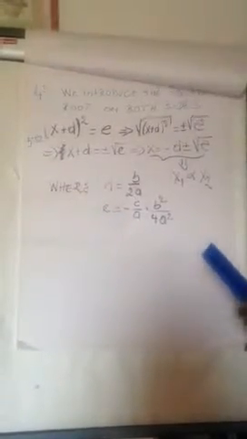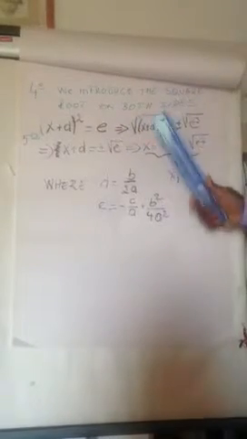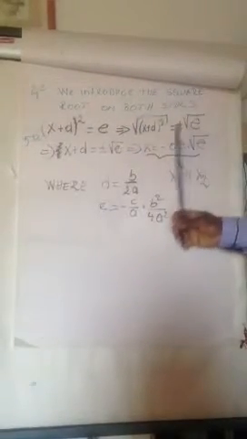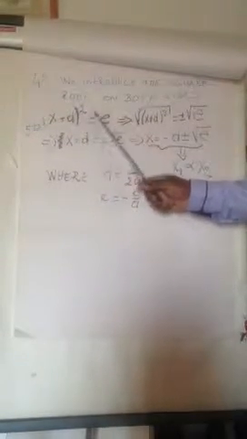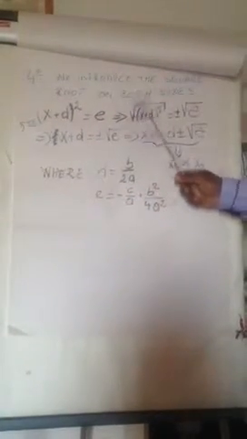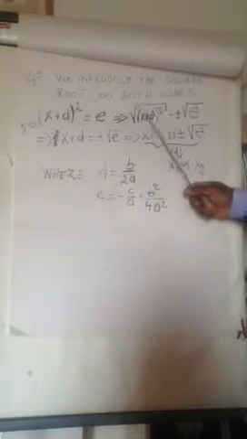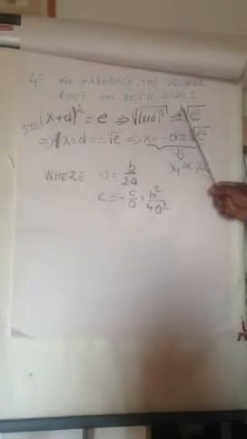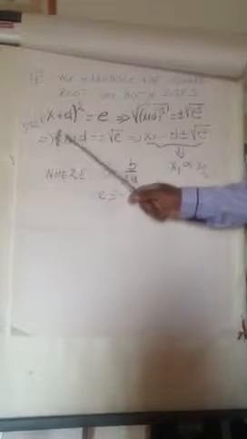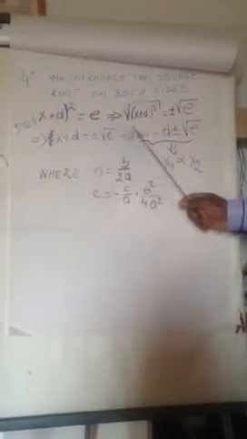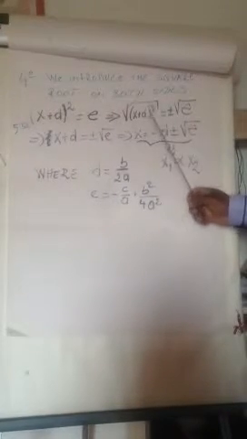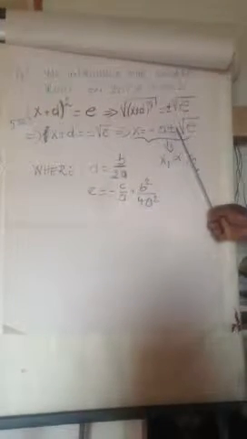So the next step will be introducing the square root, because we need to find the values of x. Then we have (x plus d) squared is equal to e. Then the square root of (x plus d) squared is equal to plus or minus the square root of e. Then x plus d will be equal to plus or minus the square root of e, meaning that x will be minus d plus or minus the square root of e. And from here you can find the value of x easily.